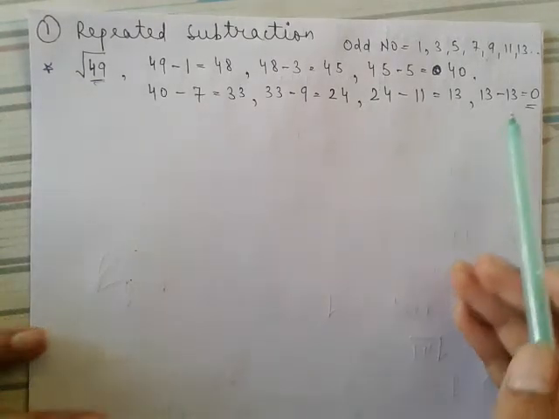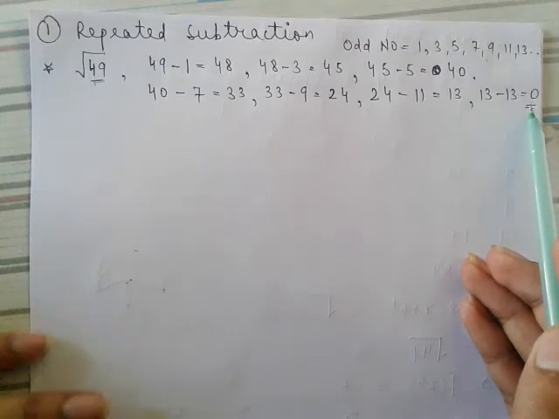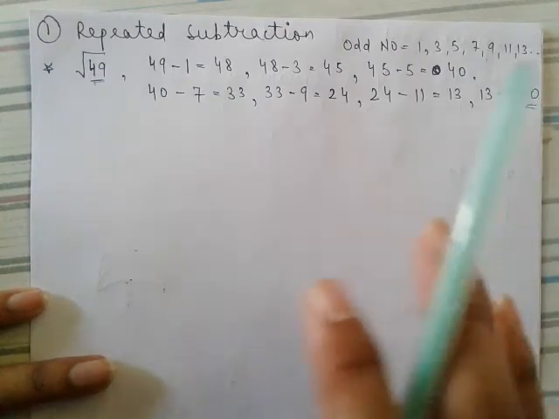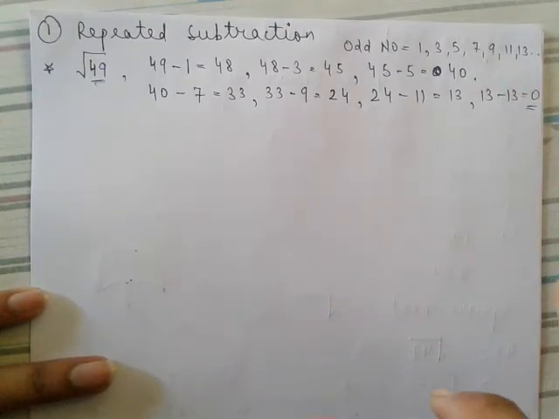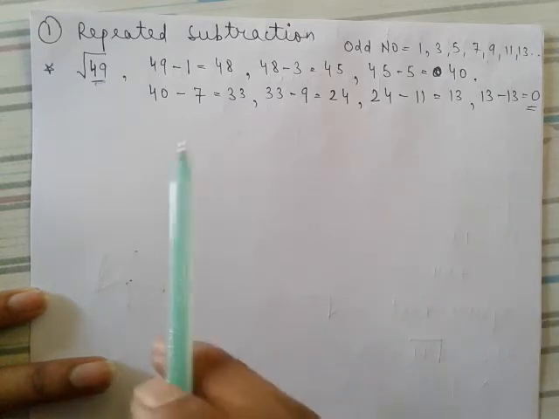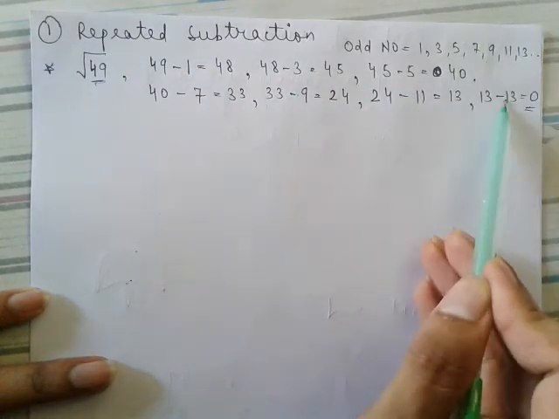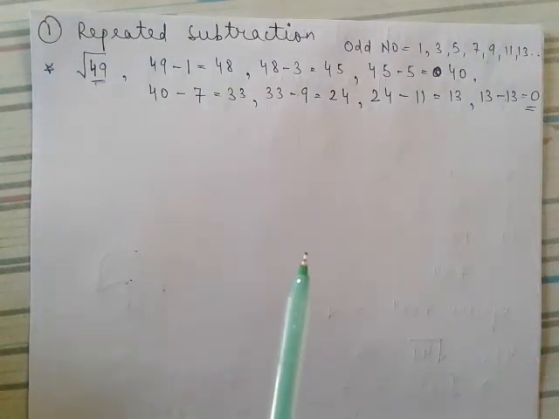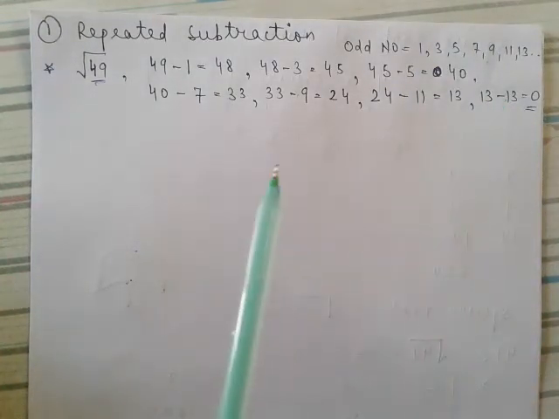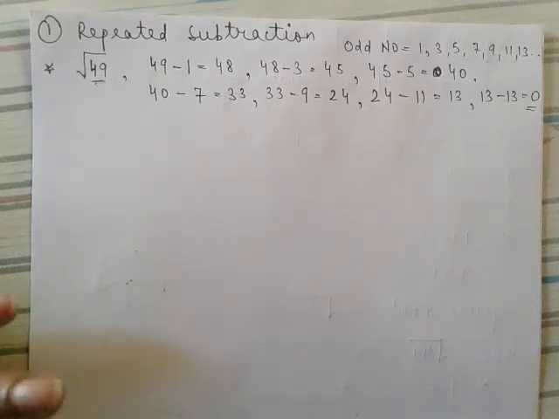Okay, now you get the difference as 0, that means you have to stop subtracting and count the number of subtraction operations you have performed. Okay, count them: 1 2 3 4 5 6 7. Then the number of subtractions you have performed to get the perfect square number to 0 will be equal to the square root of that number.